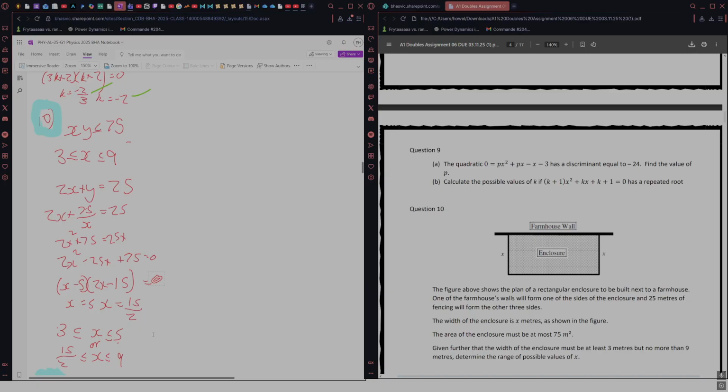They're not in the same area, so it's either from 3 to 5 or from 7.5 to 9. So you have to write that as separate inequalities, and there's no set notation here. It doesn't say a set, it just says the range.